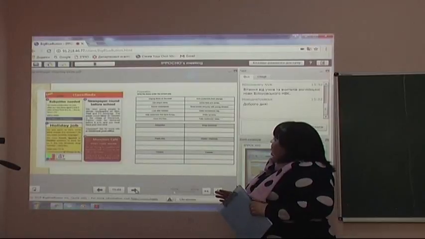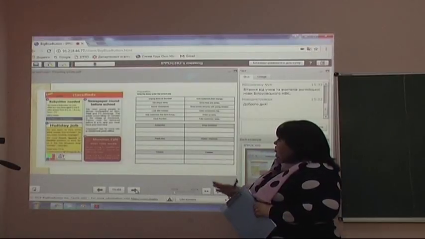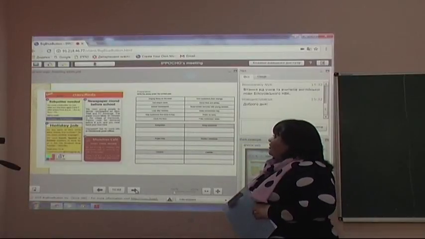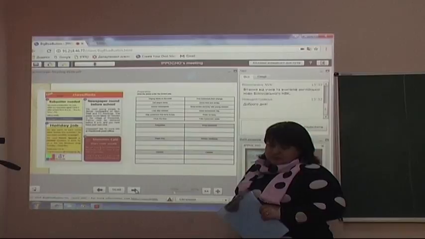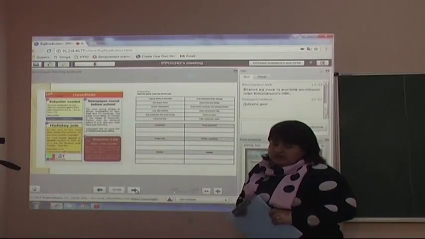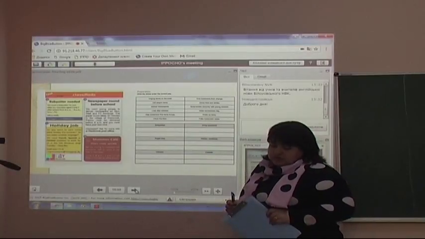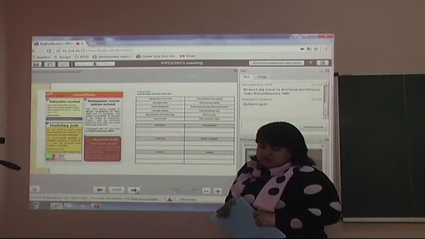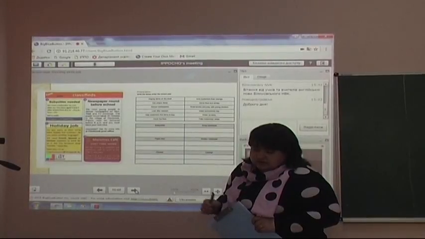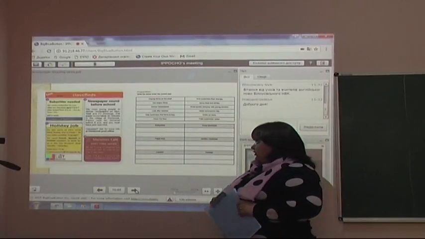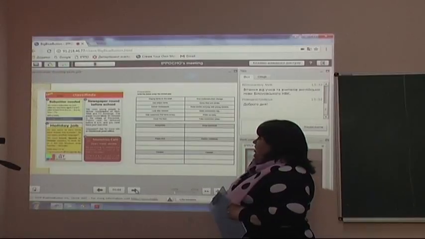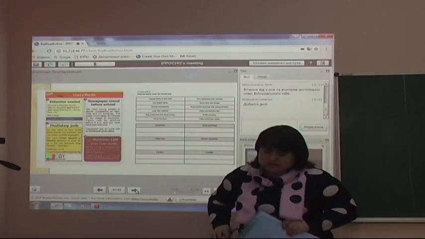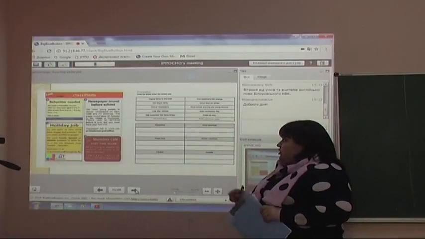For example, who can match 2 points for each person who is doing this. For example, we have a babysitter. She can help parents with children and she can look after children.